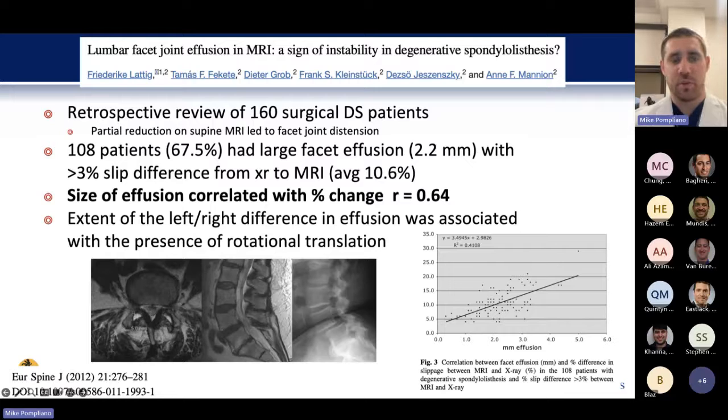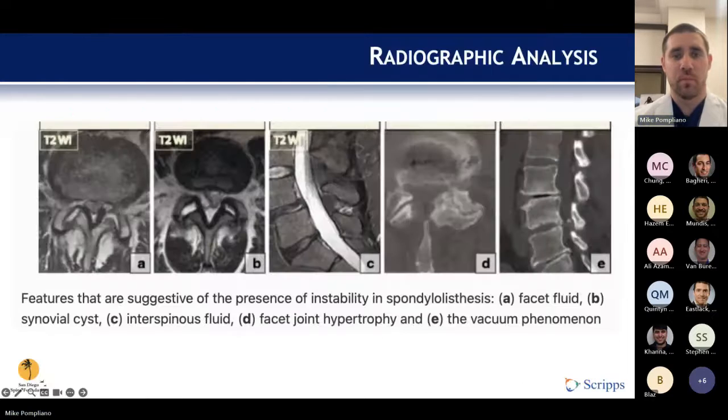The size of effusion was correlated with the percent change, which you can see in the graph on the bottom right. And then the extent of the left-right difference was also associated with the presence of a rotational translation. So overall, pretty good evidence that the facet joint effusion size can correlate to the degree of instability. Other radiographic analysis features that will suggest instability are facet fluid, synovial cysts, interspinous fluid, facet joint hypertrophy, and the vacuum phenomenon, which you can see there from A to E, examples of each.